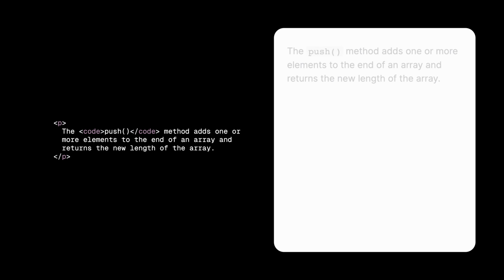Code displays its contents styled in a fashion intended to indicate that the text is a short fragment of computer code. By default, the content text is displayed using the user agent's default monospace font.